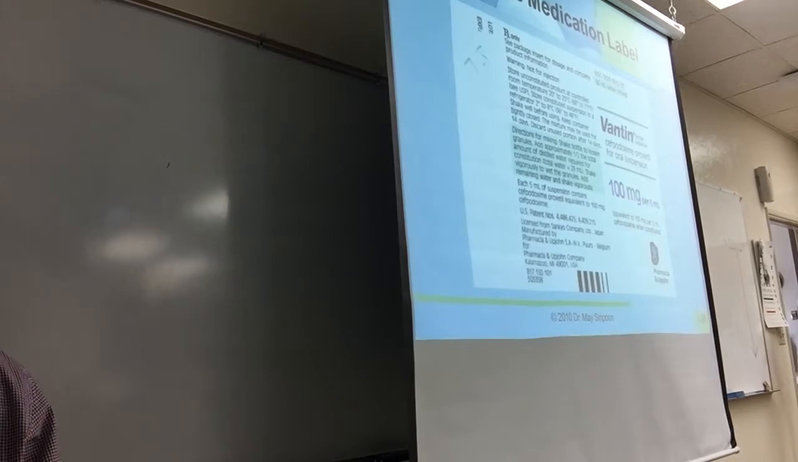If you notice here, it has highlighted directions for mixing. Add half the total amount. So I would add 14 mLs to get it going, and then I would put another 14 mLs for 29 mLs to get my final concentration of 100 milligrams per 5 mLs.